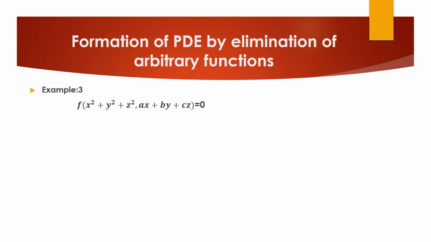So this is our given example. This is of the form f of u comma v is equal to 0. So this is taken as u and this is taken as v. Now let us name the given equation as 1, and we have only one arbitrary function involved in the given relation. So we are going to differentiate the given equation with respect to x and y.